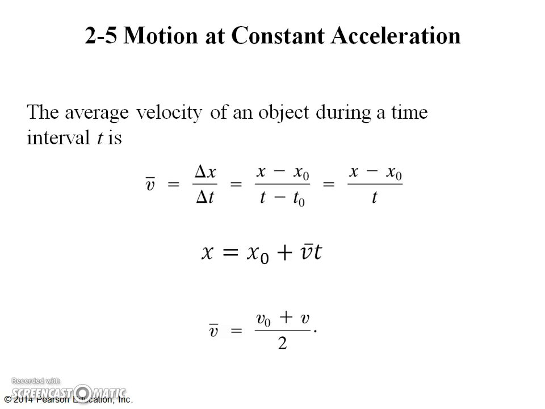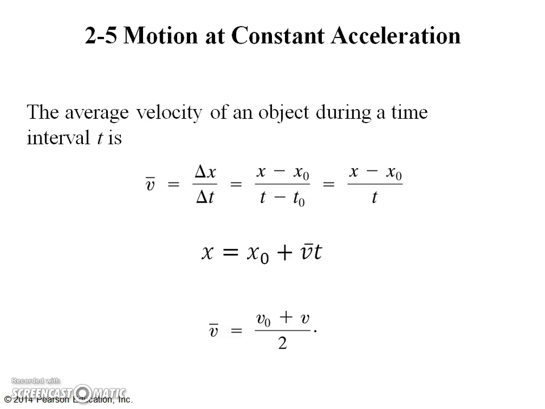To start with deriving our second kinematic equation, we're going to begin with the definition for average velocity, which is the change of position over the change of time. Again, recall that the initial time is 0. Then rearrange the equation to solve for x. However, we cannot stop there.